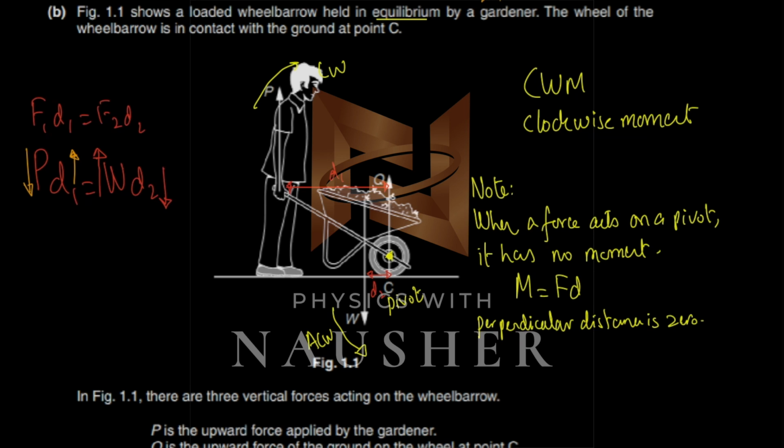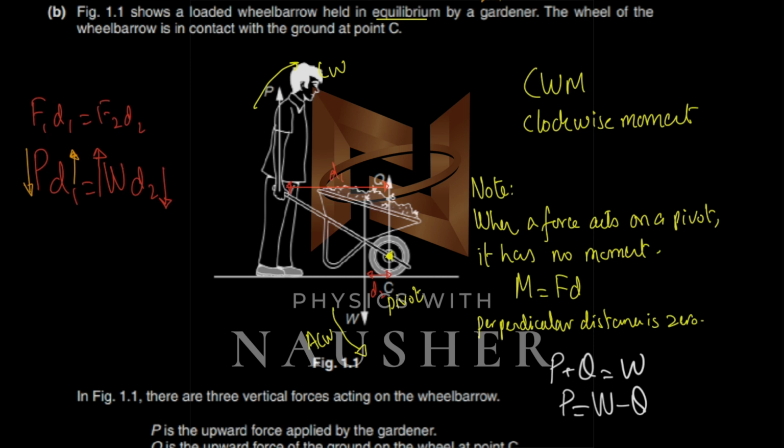So can I say, if it is in equilibrium, that P plus Q would be equal to W? Upward forces must be equal to downward forces, first condition of equilibrium. So tell me, this P is going to be W minus Q. Is P bigger than W or smaller than W? P is smaller than W, because when you subtract Q from W, you remove something, then you get P. So W is bigger, P is smaller.